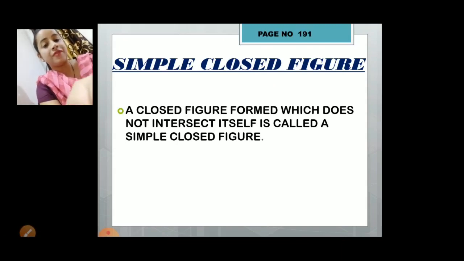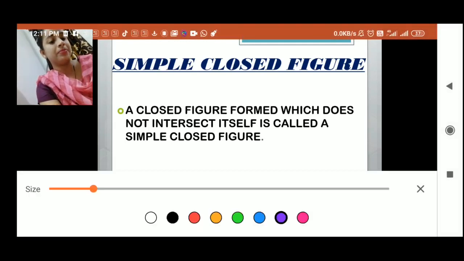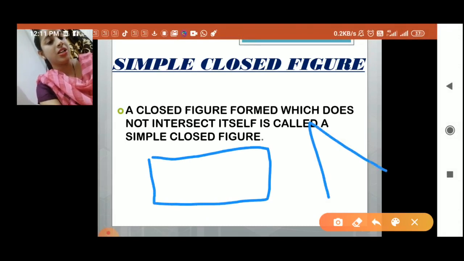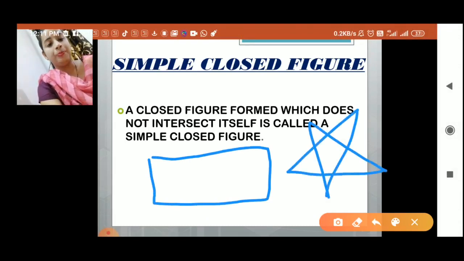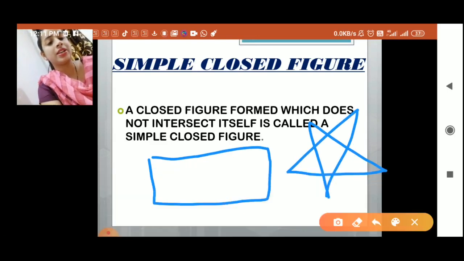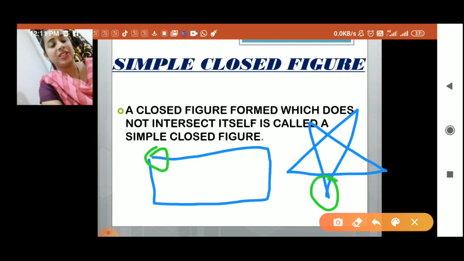So I'll make this clear with one example, okay? So if I take one rectangle and a star, first of all, you all know both are closed figures. Why? Because its beginning point and its ending point are both the same. But what is the difference between these two? In the first figure, you can see the lines are not intersecting. You will not find any two lines getting intersected.